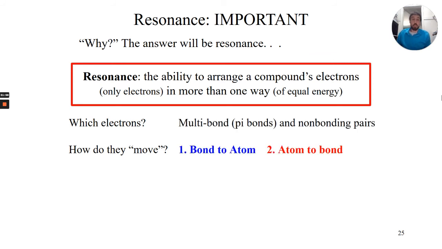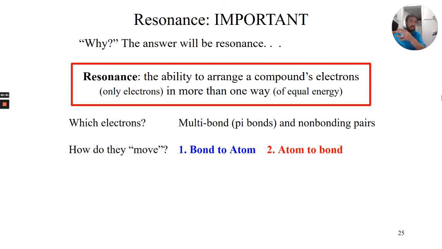Okay? So let's look at some summaries. Which electrons are multi-bonds, or what I'm calling p bonds, also known as pi bonds? We'll address that definition later. And non-bonding pairs. Those are allowed to move. The s bonds can't be touched, because those break the compound. And now how do those electrons move? Well, they move from a non-bond, or from a p bond, to an atom.